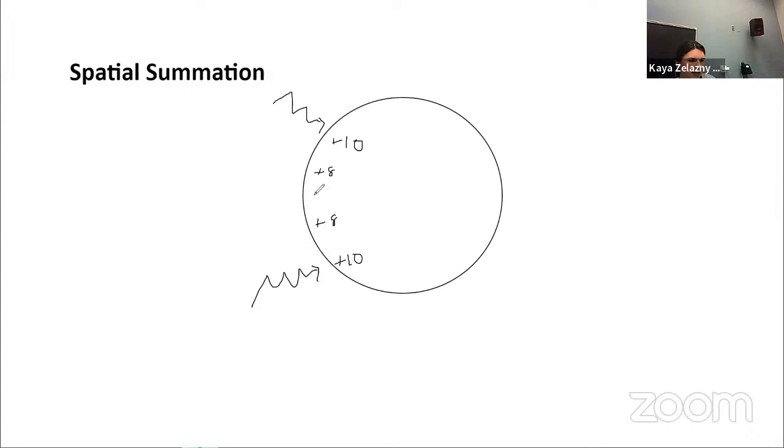Okay, so let's say in the center here, we're down to +6 and +6. So at this little patch, we're actually at +12. That's how we would add those together. So our total charge here would be -70 + 12, -58. So that's what we're talking about when we're talking about spatial summation.